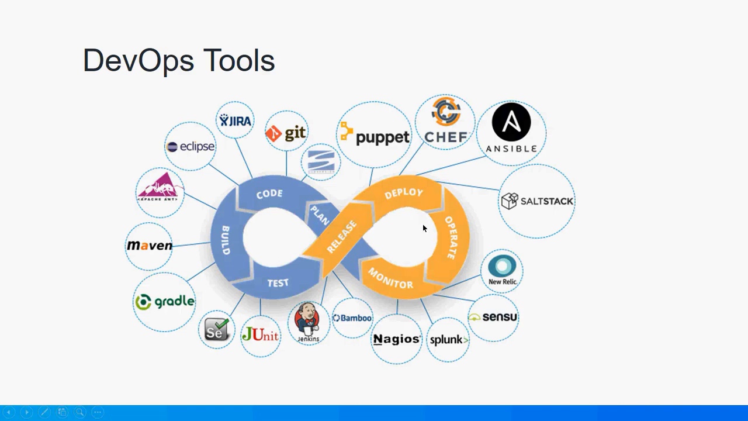So here you can see that for coding purposes, you can use Eclipse, IntelliJ, or any IDE like that. For code storage, or code checking, you can use Git or Jira or anything. And if you look at the build, you can use Gradle, Maven, Apache. Any of these tools can be used for the DevOps integration.